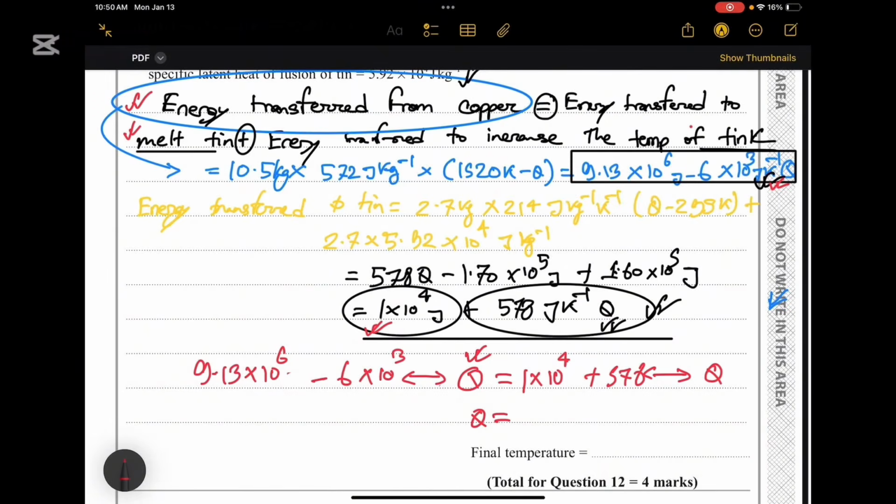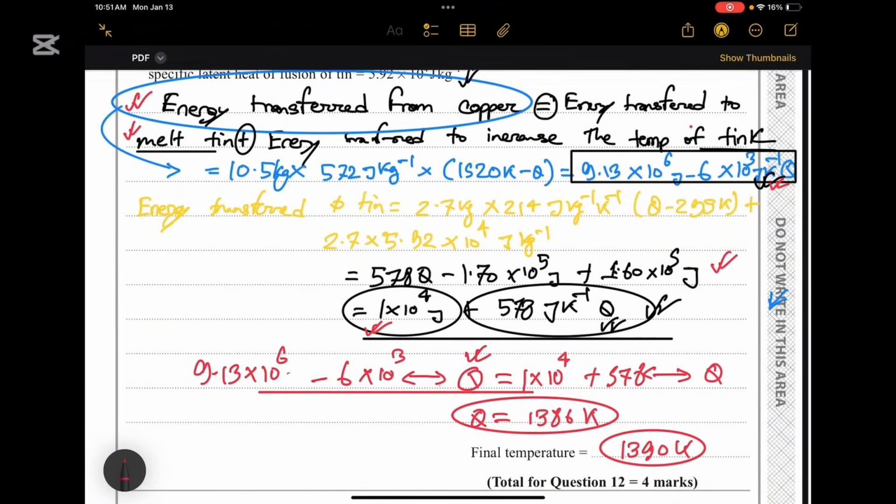Actually the value of theta comes as 1386 Kelvin. So this is our answer, which can be written as 1390 Kelvin in the final answer. While solving this question, I didn't show all the workings because you are now in A2, and I think I don't need to show workings anymore because you have grown up quite well. I figured out the value of theta as 1390 without showing the workings.